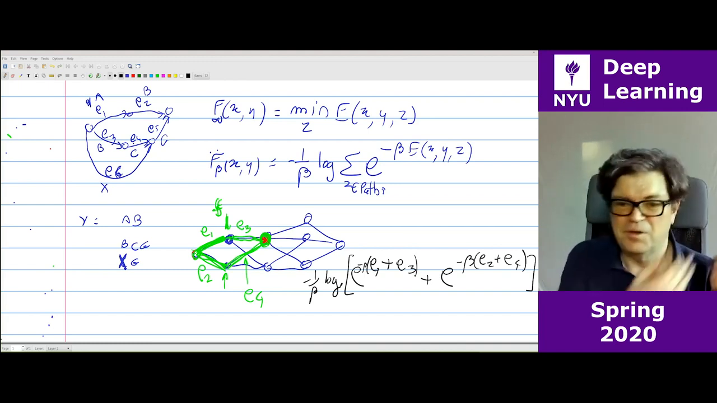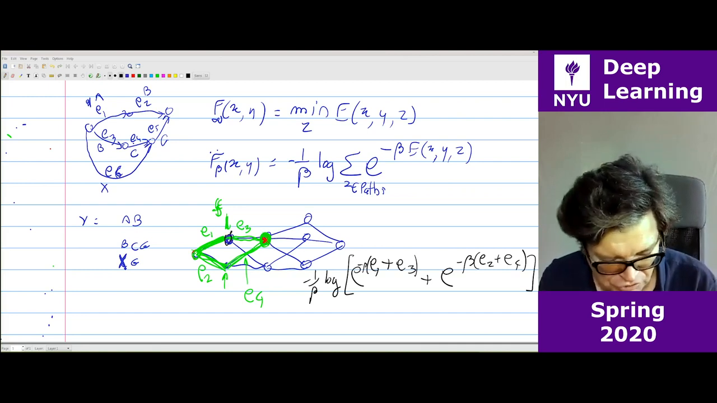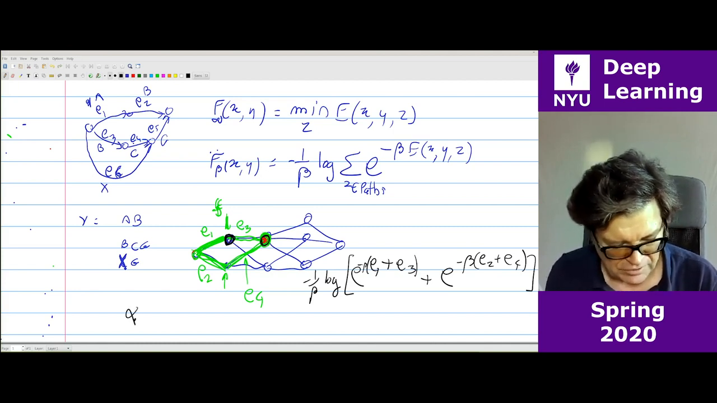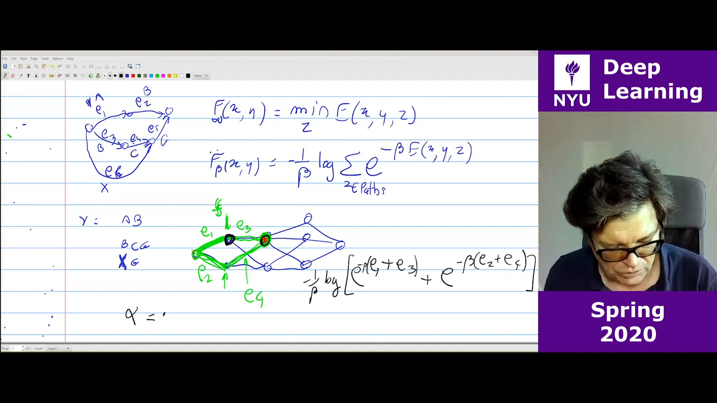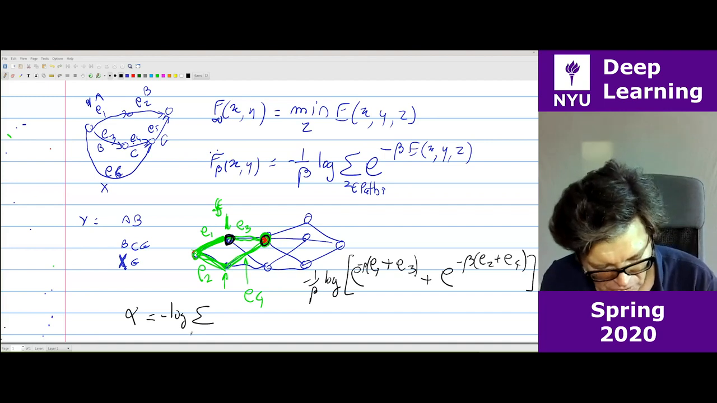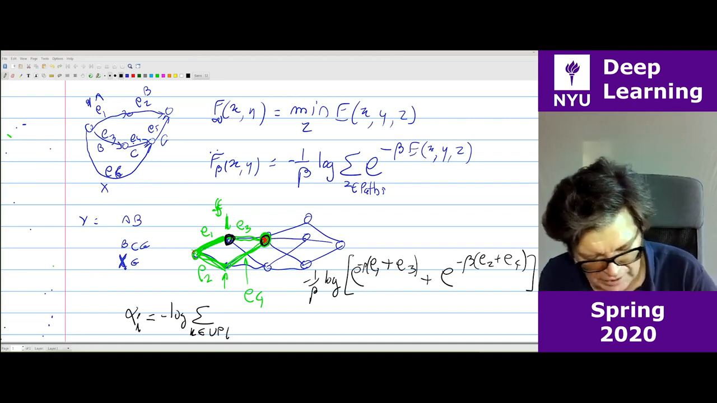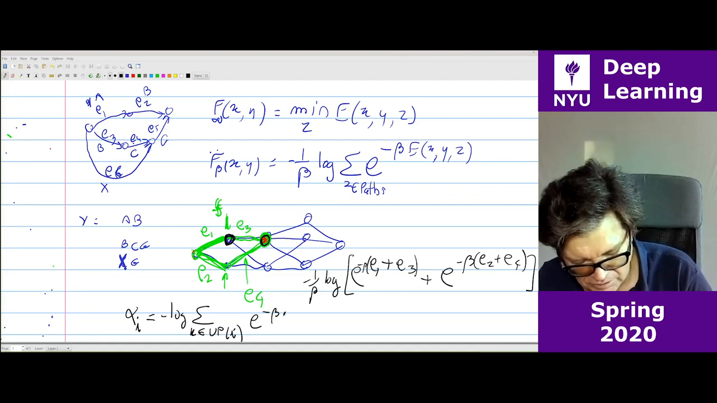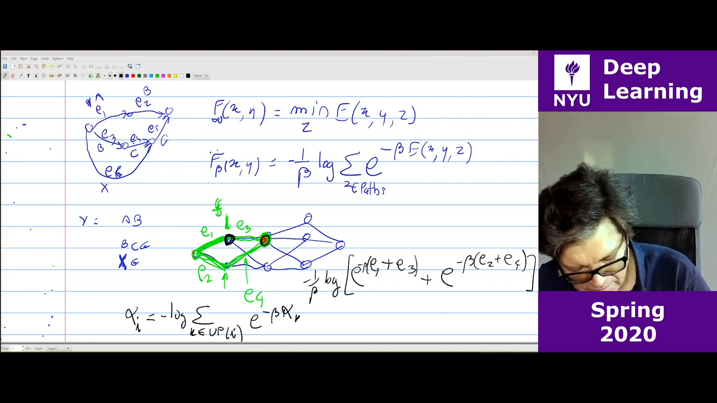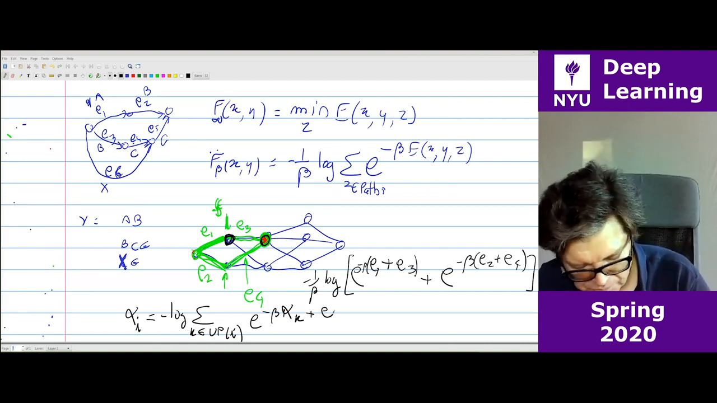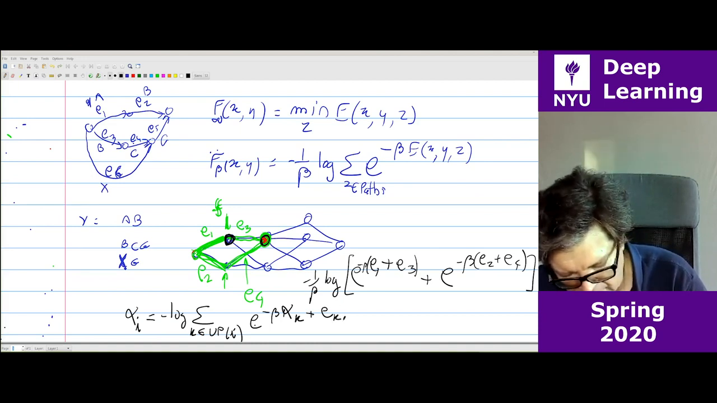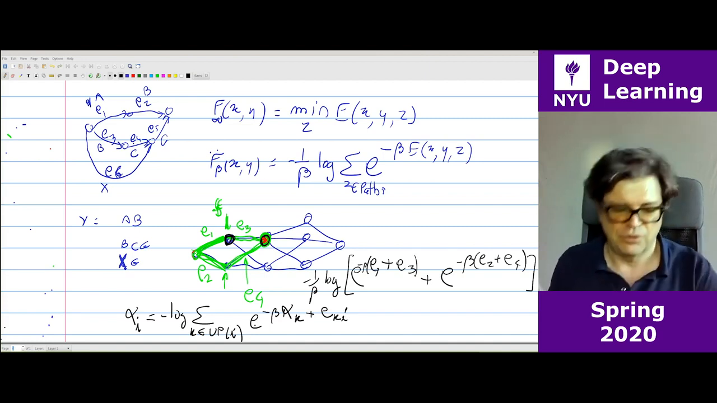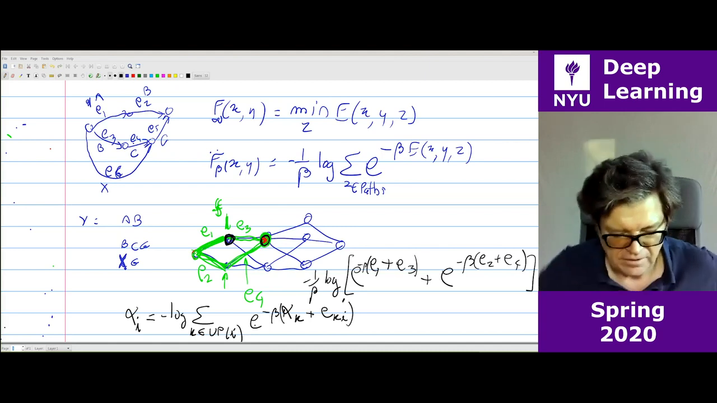But the algorithm is super simple because you maintain a variable for each node. You compute a variable alpha for a particular node, and it's going to be equal to minus log of the sum over all the nodes that are up from, let's say node i, so all the parent nodes of i, of e to the minus beta alpha k, and you add to it E of ki, which is the energy of the link coming from node k to node i. That's called the forward algorithm.